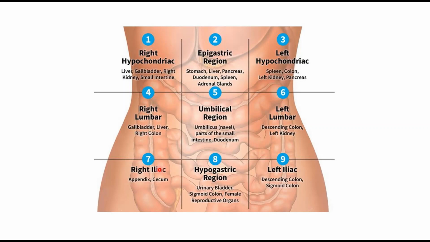Right iliac, importantly appendix. We saw about McBurney's point here. And left iliac denotes the sigmoid colon majorly. You can see sigmoid colon here, prominently descending and sigmoid colon. Hypogastric region, all the pelvic organs, which is urinary bladder, female reproductive organs, uterus, everything. So anything in this region is mainly due to these organs.